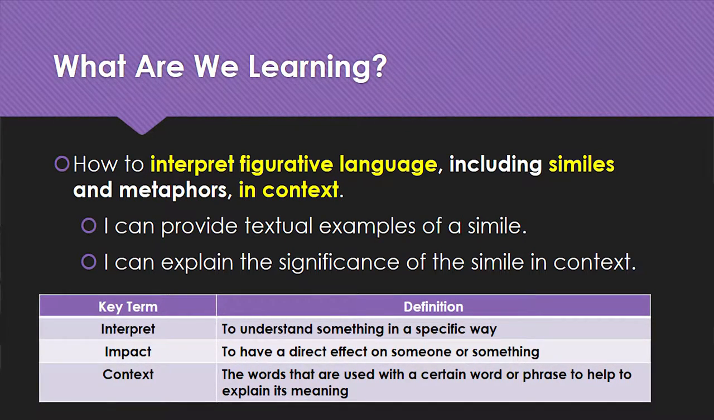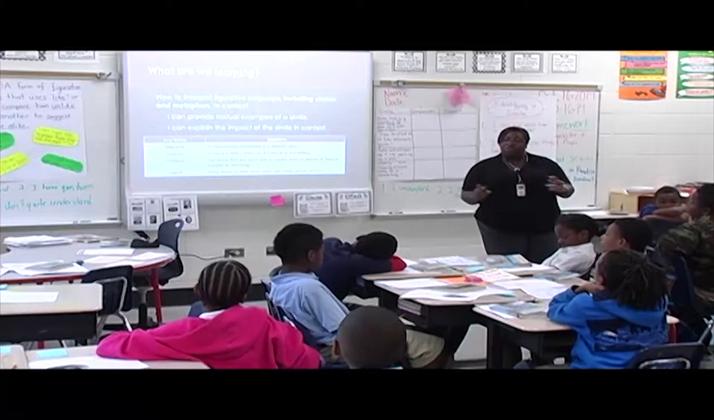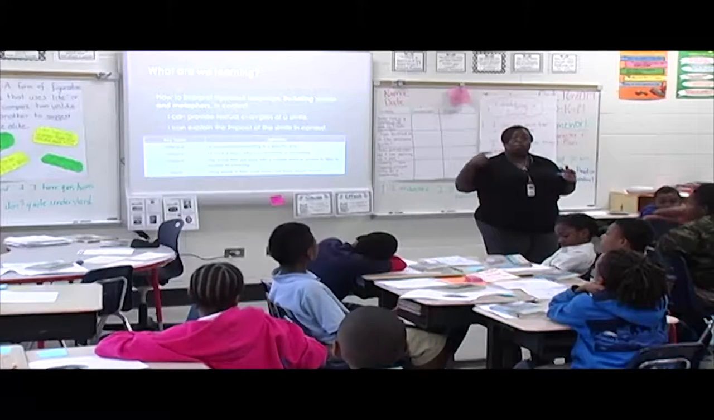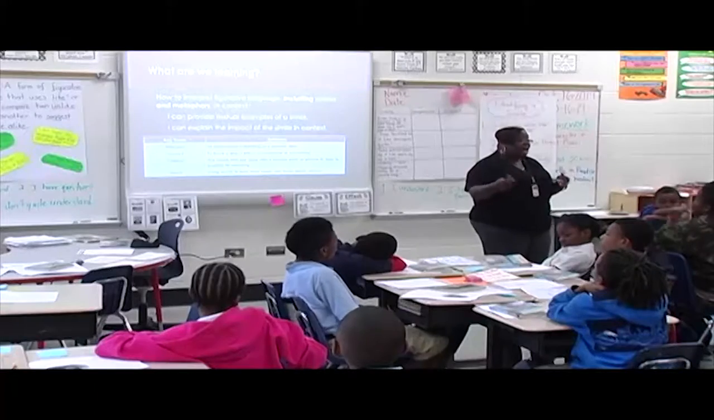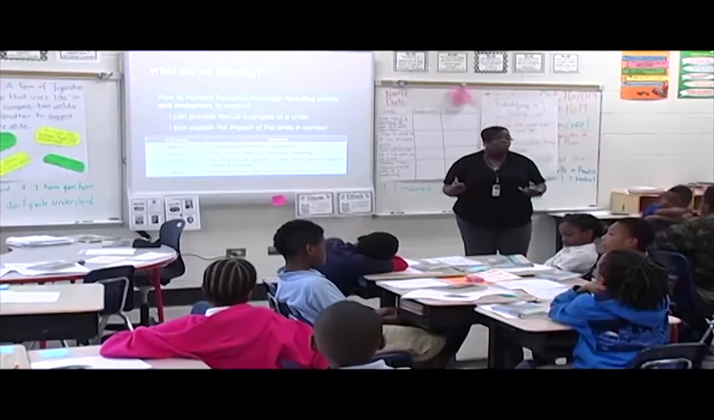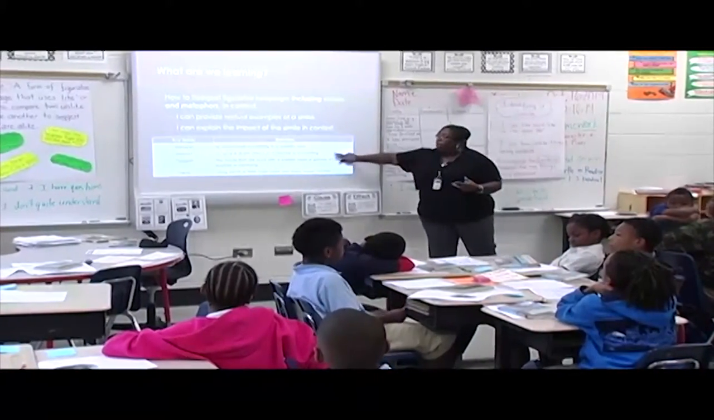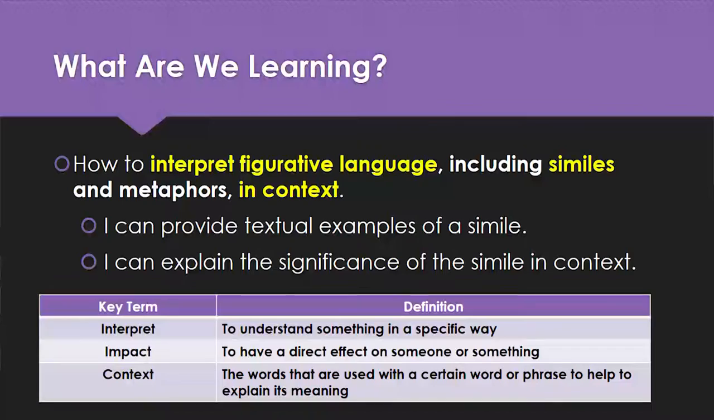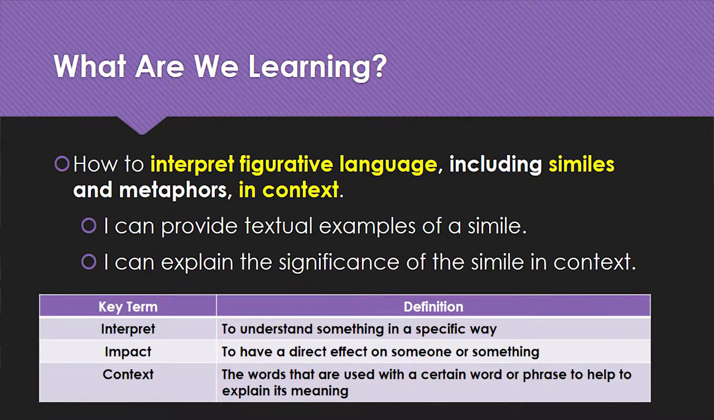So before we move on, let me help you with a few words. Interpret. When you interpret something, you understand it in a specific way. So today, we're going to look at how the author uses similes and interpret what he means. We're going to understand how he used similes in a certain way, okay? Impact, the direct effect that something has on something else. So by using this simile, how did it affect me as a reader? What was the purpose of the author using that simile in context?